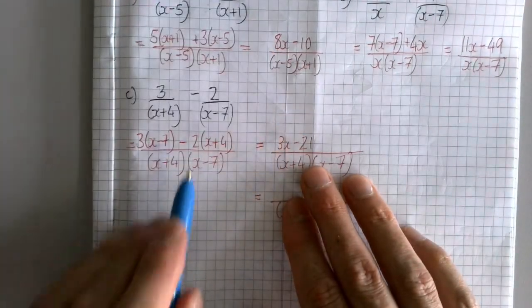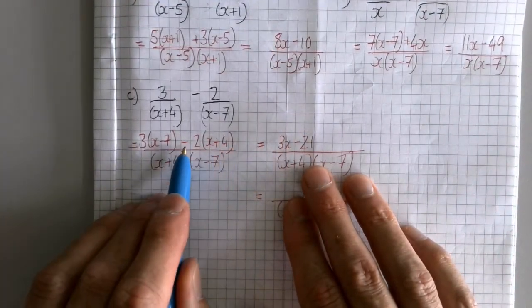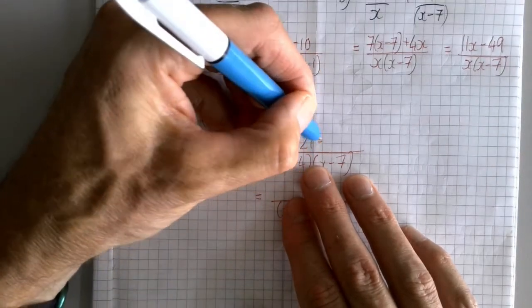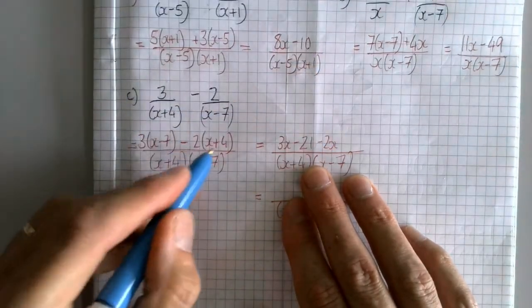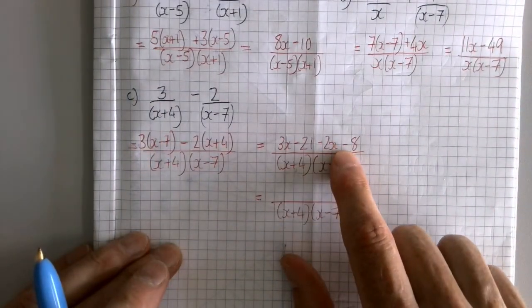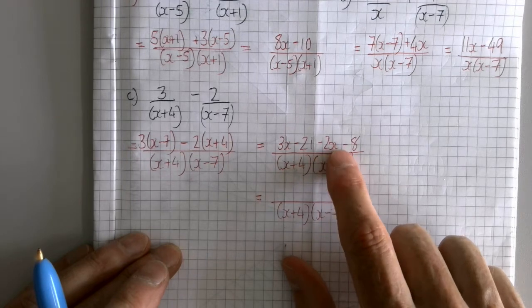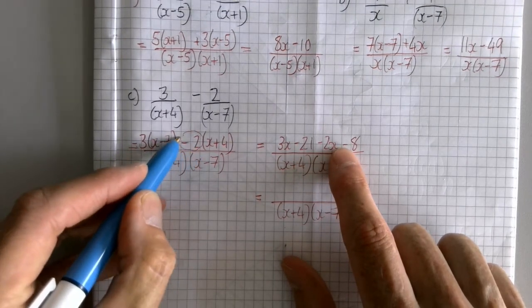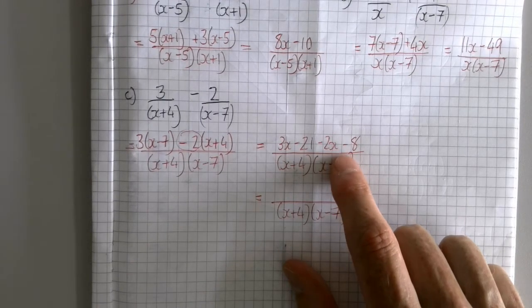Got to be careful now, because I'm not multiplying this bracket by 2, I'm multiplying it by minus 2. So minus 2 times x is minus 2x, and minus 2 times 4 is minus 8, and I wonder if that's where a potential mistake might have happened. You might have just put minus 2x plus 8. You've got to remember that you're multiplying the whole bracket by minus 2.